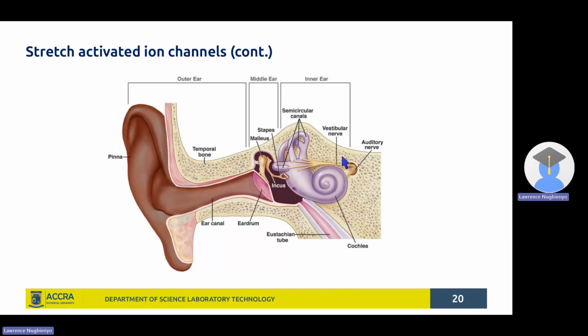I think for these two, I have some animation which I'll look for the link, and then I'll send it to you so that you can look at the mechanism of hearing by this.